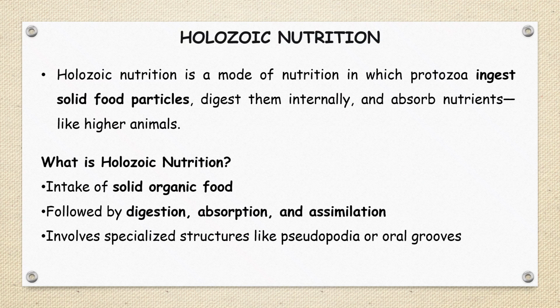The second type of most commonly seen nutrition in protozoans is holozoic nutrition. What is holozoic nutrition? They ingest solid food particles and, after ingesting, they digest them internally in the presence of enzymes, and they absorb the nutrients, which is basically exhibited in the higher order of animal category.